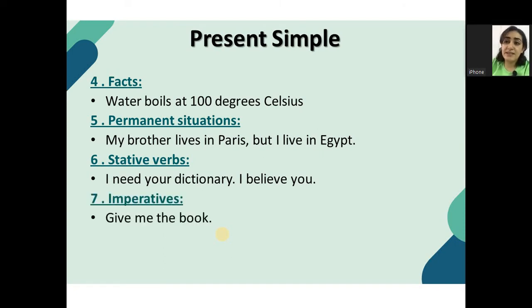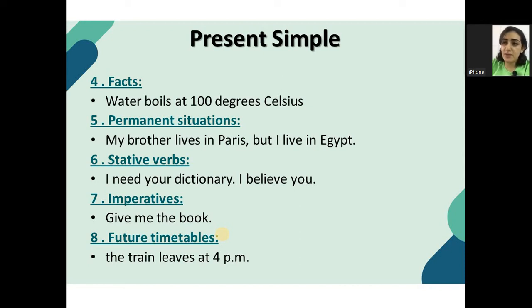We use the present simple also with imperatives like give me the book, with future timetables like the train leaves at 4 p.m. So now you know the uses of the present simple. There is one more advanced use of the present simple, which is the narrative present. When we are talking about historical events or narrating a story, we use the present simple.